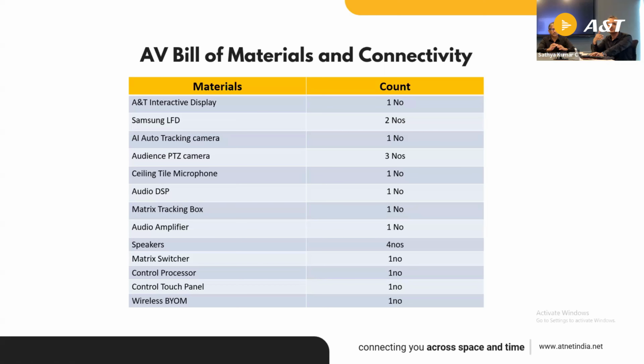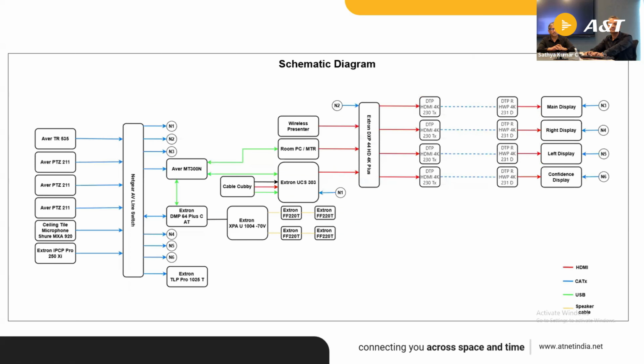This is the list of components: audio DSPs, matrix tracking box, amplifiers, and speakers. And all of them have been controlled through the external touch panel here. We have programmed it in such a way to trigger multiple profiles during the meeting. We will show the connectivity in detail now.